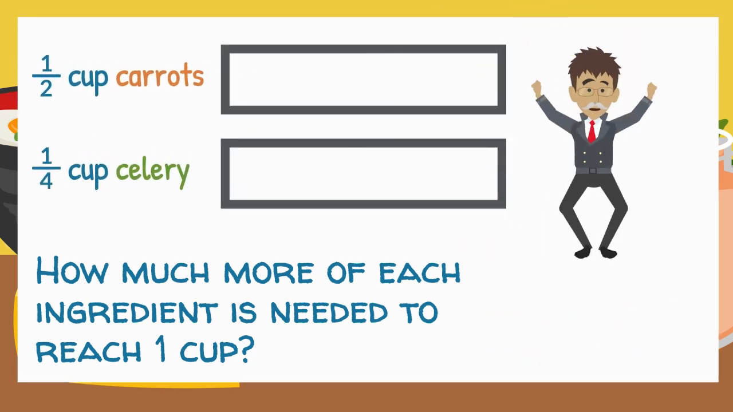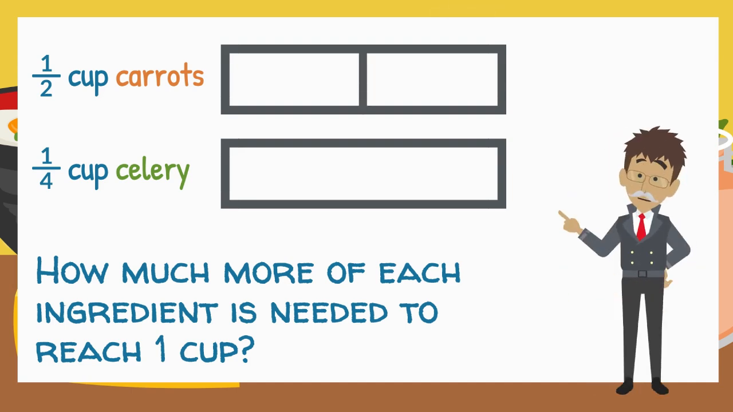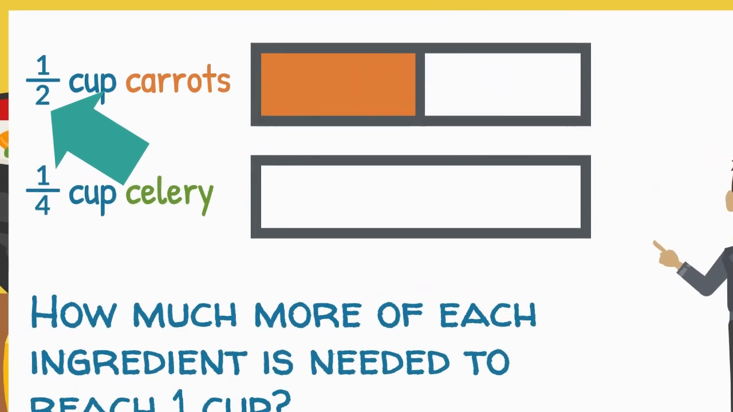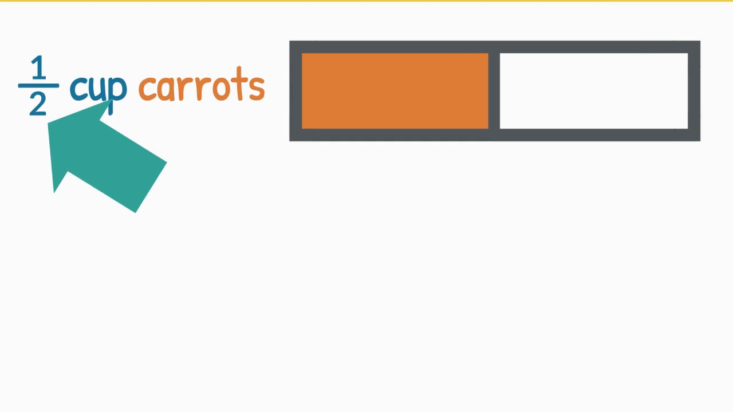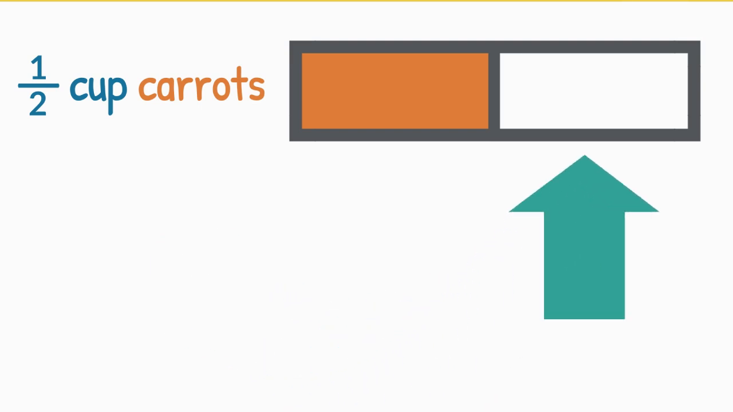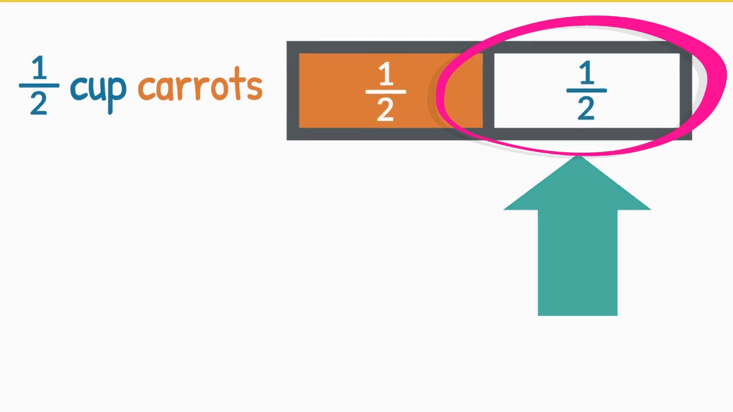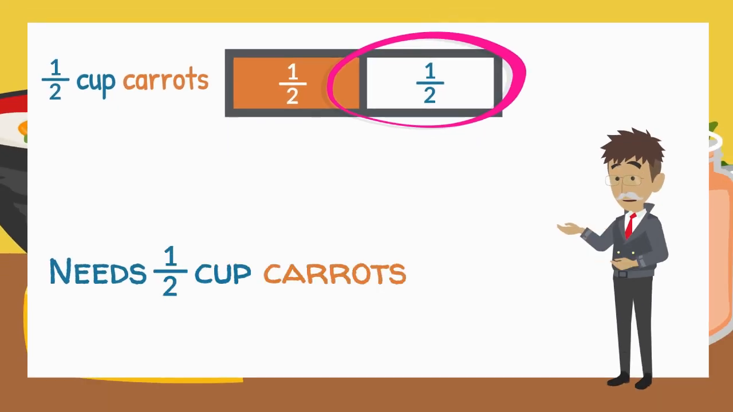I divide the first bar into 2 equal pieces because the denominator of the fraction representing carrots is 2. We will shade in 1 piece because the numerator is 1. This shows having 1 part out of 2 equally sized parts, or 1/2. To see how much Kayla needs, look at the unshaded part. In the diagram, 1 more part is needed to shade in the whole bar. Each piece represents 1/2 cup. Therefore, Kayla needs 1/2 cup of carrots more to have 1 whole cup.